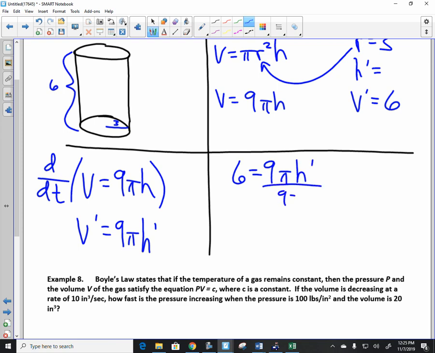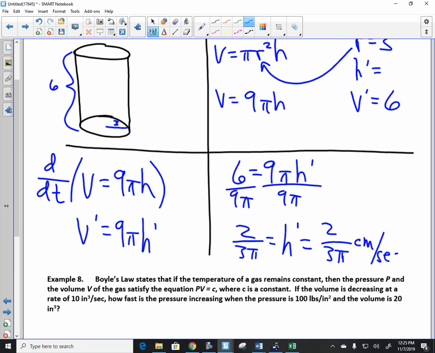Divide both sides by 9 pi. I get 2 over 3 pi is equal to h prime, where h prime is 2 over 3 pi. What is my label? Centimeters per second. Again, think of what you're measuring. You're measuring height. Height is a single dimension measurement, so we just have centimeters as opposed to centimeters squared.